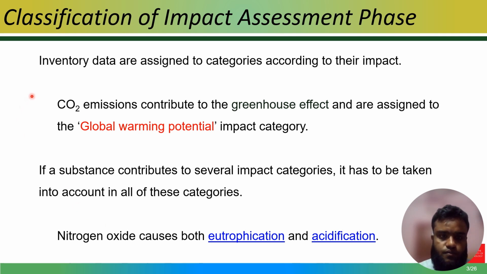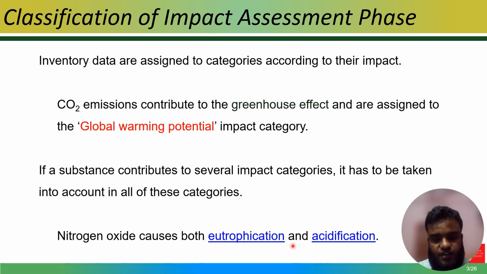Under the classification of the impact assessment phase, inventory data are assigned to categories according to their impact. For example, CO2 emission contributing to the greenhouse effect is assigned to global warming potential. So this is the impact assessment classification. Global warming potential is one of the impact categories.